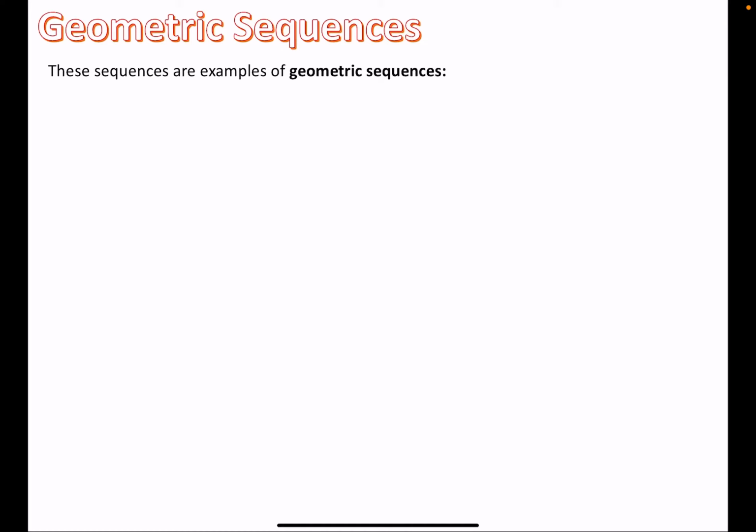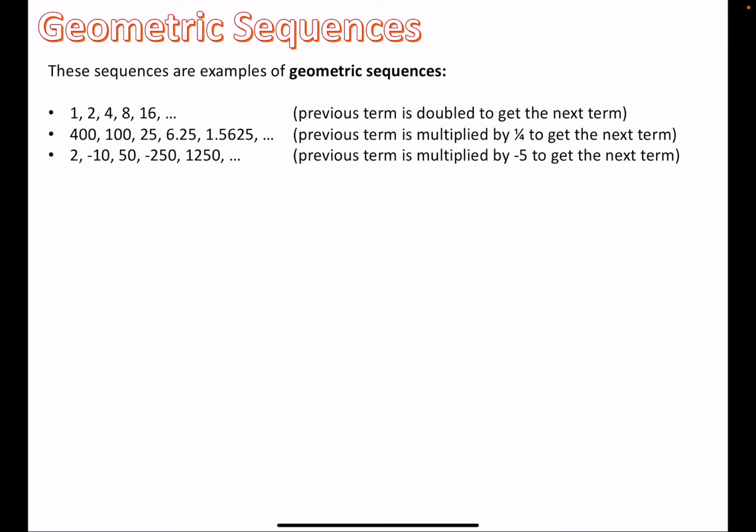Okay, moving on to geometric sequences now. So arithmetic sequences were obviously where from one term to the next you had to add something. Okay, geometric sequence, you basically need to multiply by something. Okay, so three examples here.